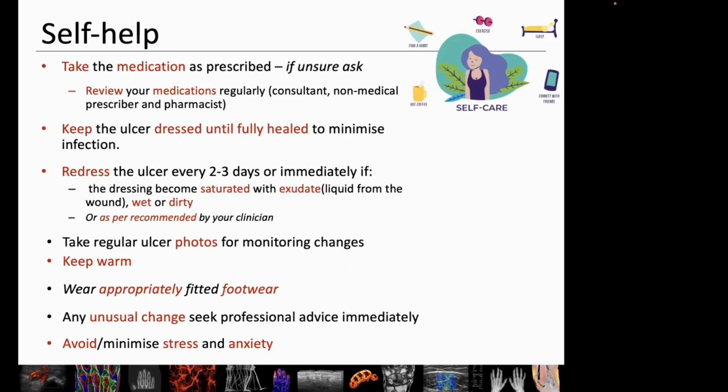I know it's really hard. We all tell you to avoid and minimize stress and anxiety, but I see lots of patients where the disease is controlled, everything is perfect. They have bad news in the family, something has happened, they are more stressed at work, and ulcers happen.